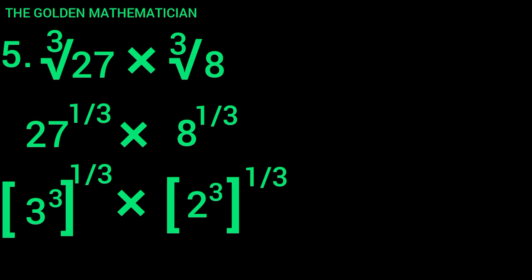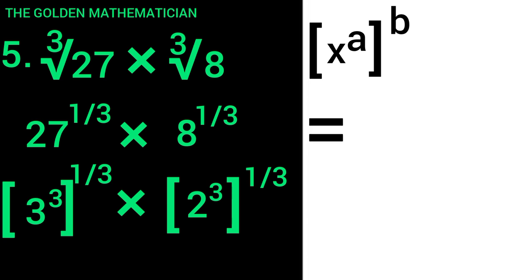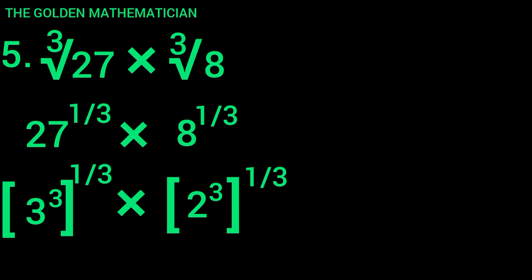Remember that one of the laws of indices states that x raised to the power of a all raised to the power of b is equal to x raised to the power of a multiplied by b, which is x raised to the power of ab. So therefore we can now say 3 raised to the power of 3 all raised to the power of 1 over 3 is the same thing as 3 raised to the power of 3 multiplied by 1 over 3. And we can as well say 2 raised to the power of 3 all raised to the power of 1 over 3 is the same thing as 2 raised to the power of 3 multiplied by 1 over 3.